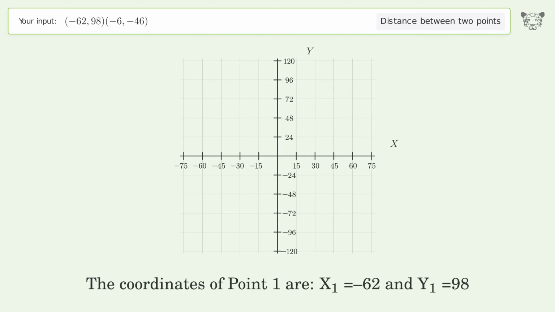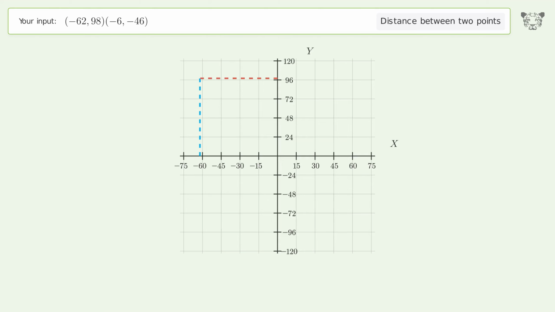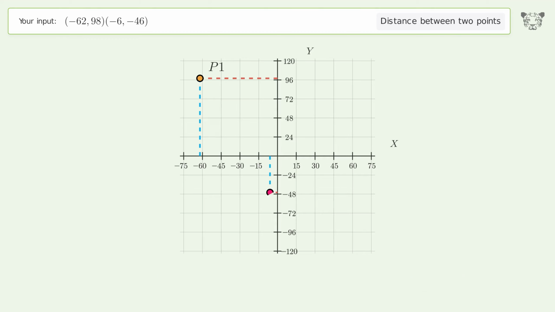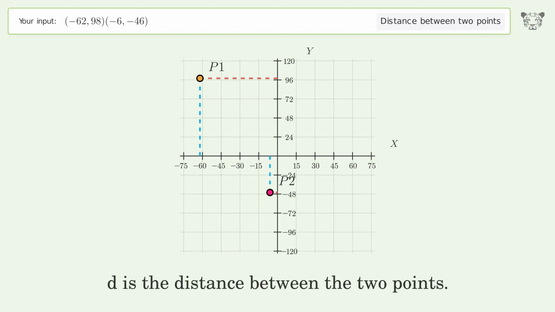The coordinates of point 1 are x1 equals -62 and y1 equals 98. The coordinates of point 2 are x2 equals -6 and y2 equals -46. D is the distance between the 2 points.